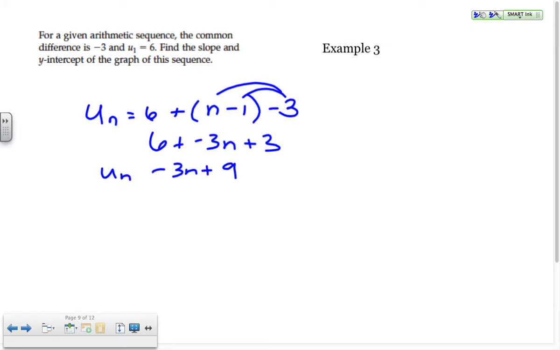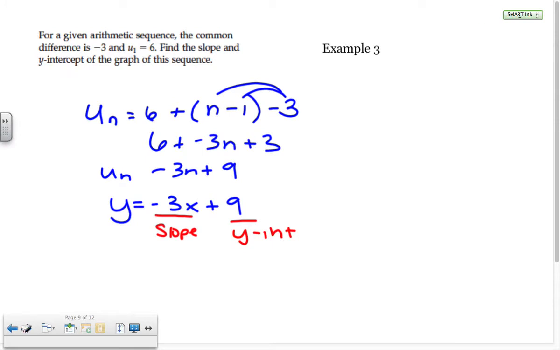So this is un. I can write this in slope-intercept form: y equals negative 3x plus 9. Notice all I did was change the variables. Okay, so let's identify the slope and the y-intercept because that's what the problem asks for. Slope, y-intercept.